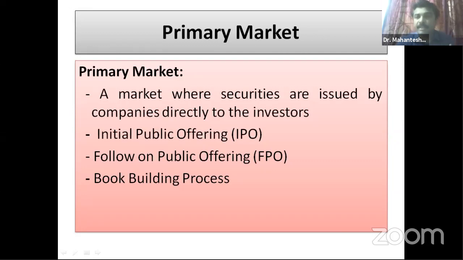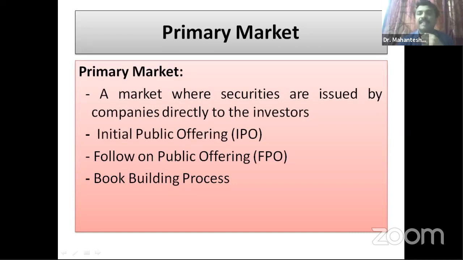Now, this minimum price is 100, maximum is rupees 120. The minimum price in the book building process is known as the floor price, and the maximum price of rupees 120 is known as the cap price. Floor price and cap price. And no investor is allowed to bid less than the floor price or bid for more than the cap price.